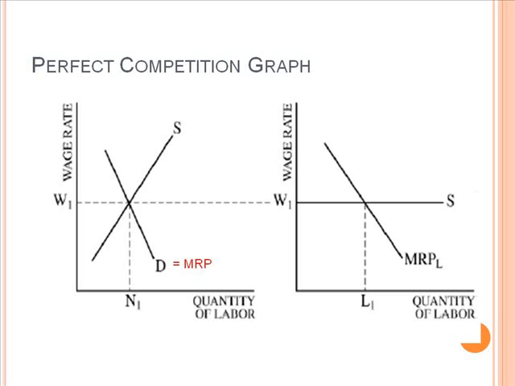So you have the price of labor, the wage rate on the y-axis, quantity of labor for the market on the x-axis. You have your supply and demand. One thing you want to add to this demand curve is that it equals the MRP, the marginal revenue product. The intersection is the equilibrium wage.